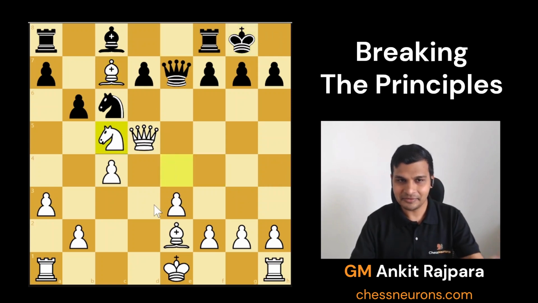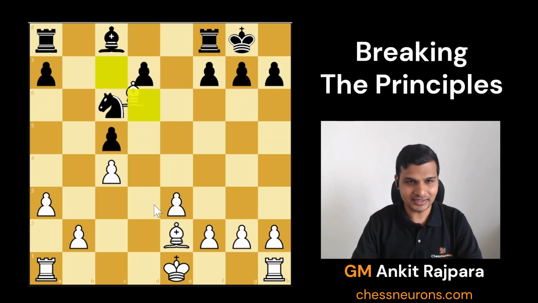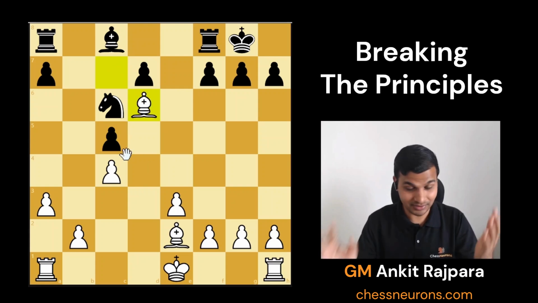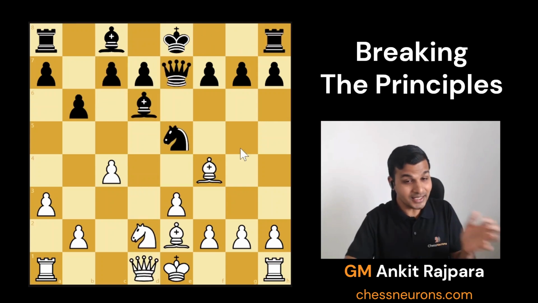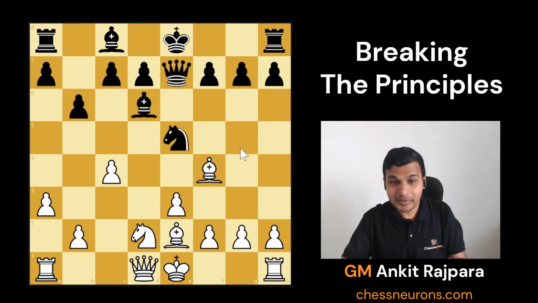So if castle, we can just take the bishop, and if this, then bishop d6. We'll win the second pawn as well. We'll have double bishop advantage. Clearly a better position. So in this position, we did not make the king safe.